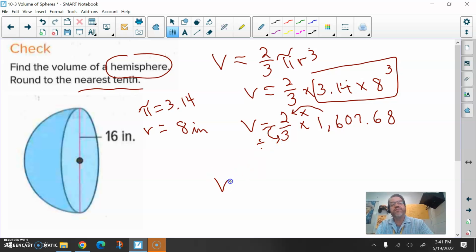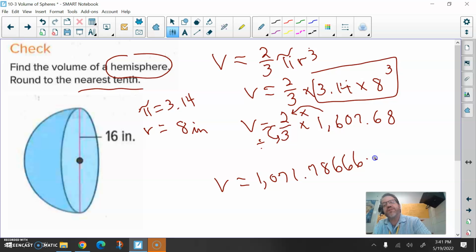And your final answer then should be 1,071.78666. It looks like the 6s are just repeating after that. To the nearest tenth then, we get 1,071.8.